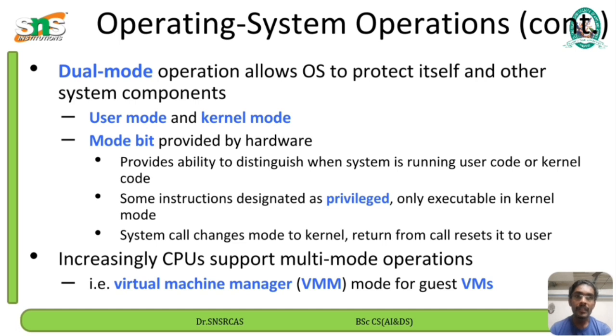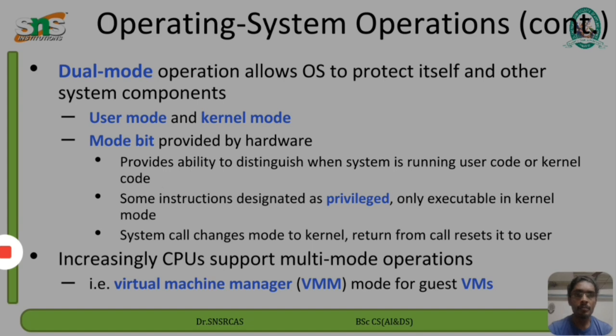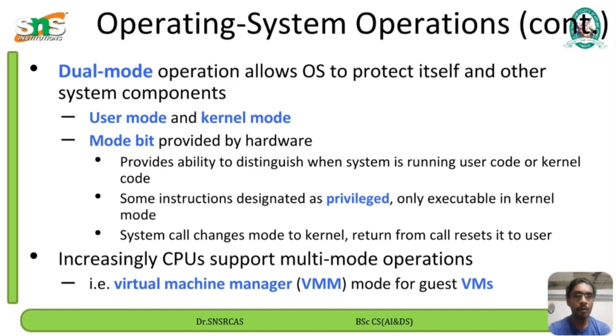Based on the mode bit, it provides the ability to distinguish when the system is running user code or kernel code. Some instructions are designated as privileged, which are executable only in kernel mode. The third thing is the system call. A system call changes the mode to kernel and, on return from the call, resets it to user. The second important concept is that increasingly central processing units support multi-mode operation, which is achieved by a virtual machine manager mode for guests.